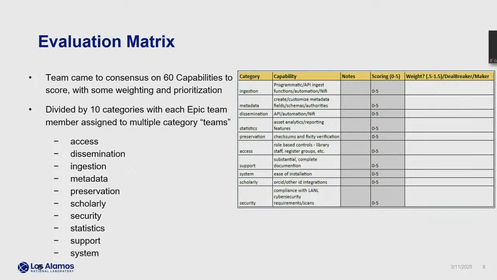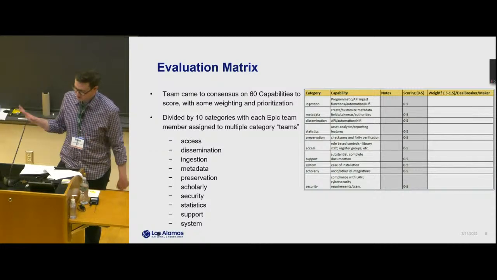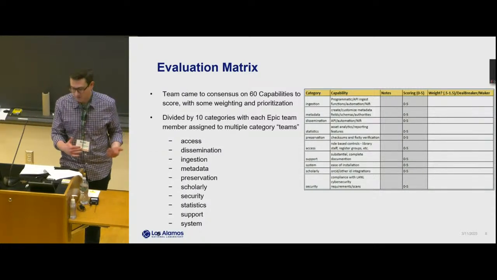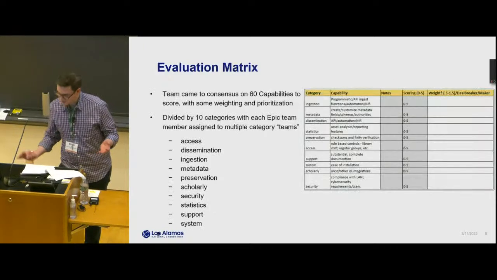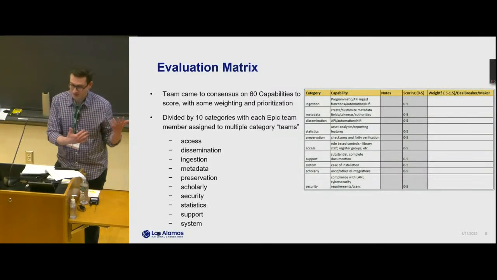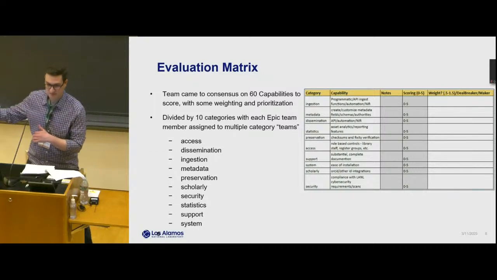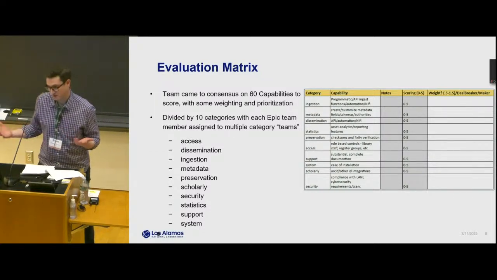So for our evaluation matrix, we came up with 60 consensus capabilities we wanted to score for these repositories. We had 10 broader categories we organized these 60 into. So things like metadata in a system. If you had experience as a metadata person, you'd score on those metadata-related criteria. If you were a developer, you'd score on things like system or security capabilities.